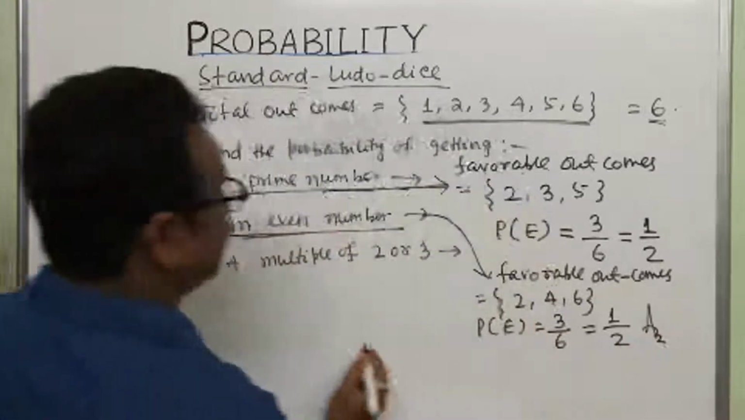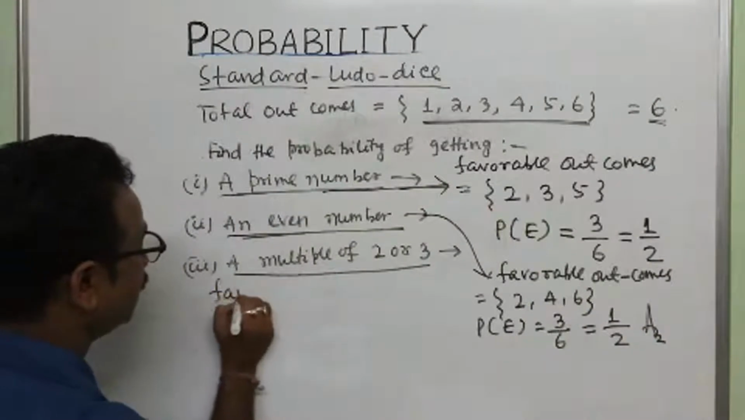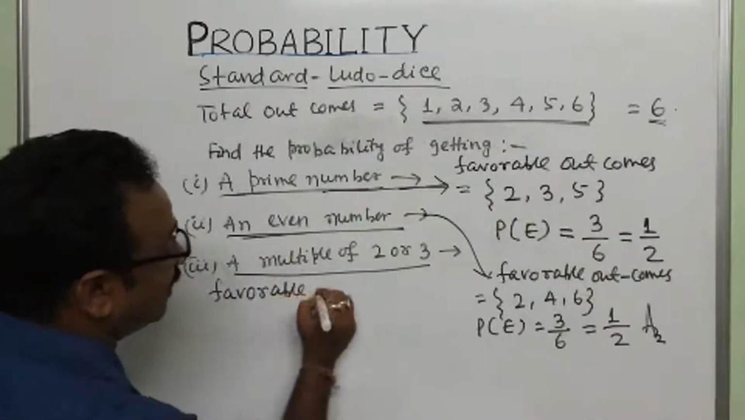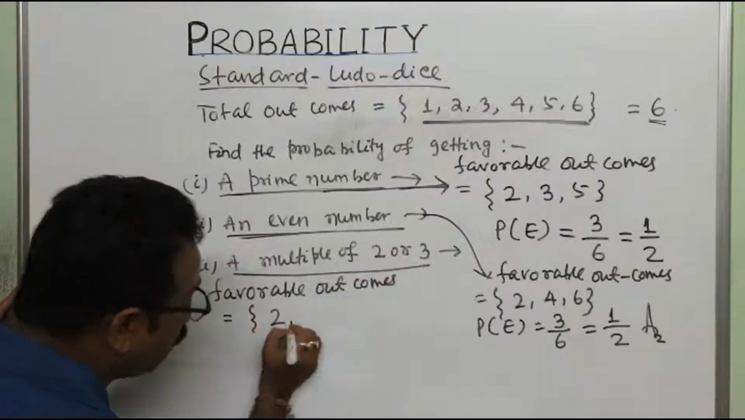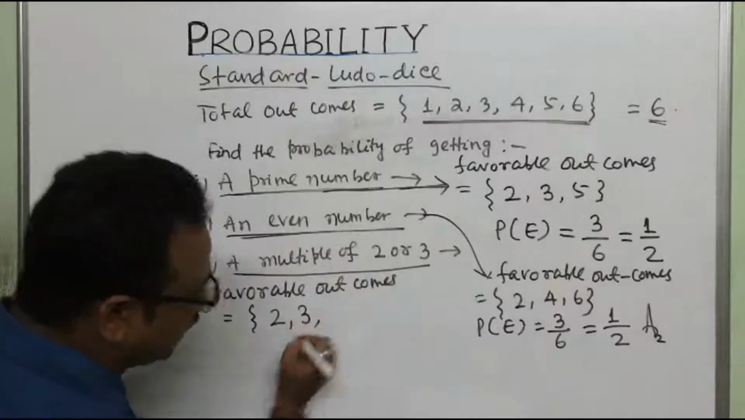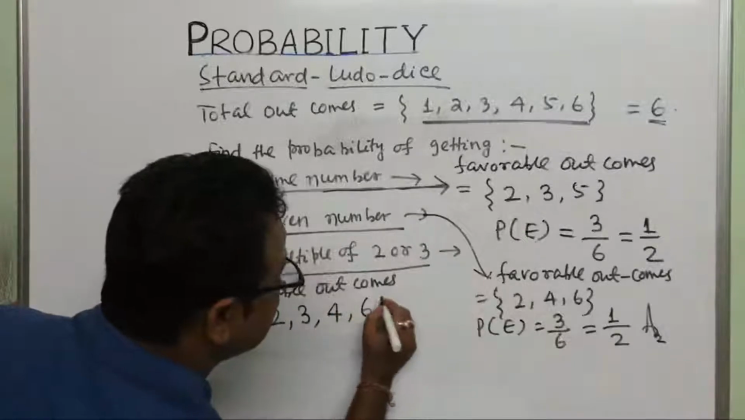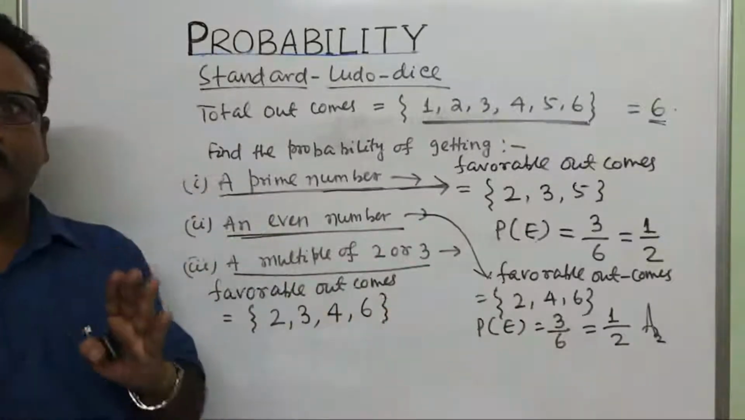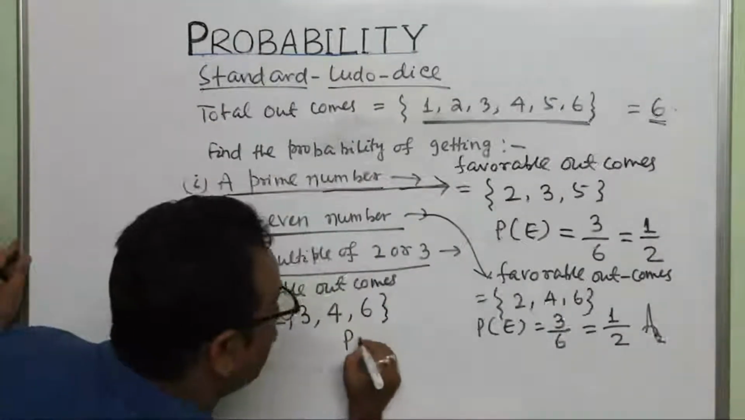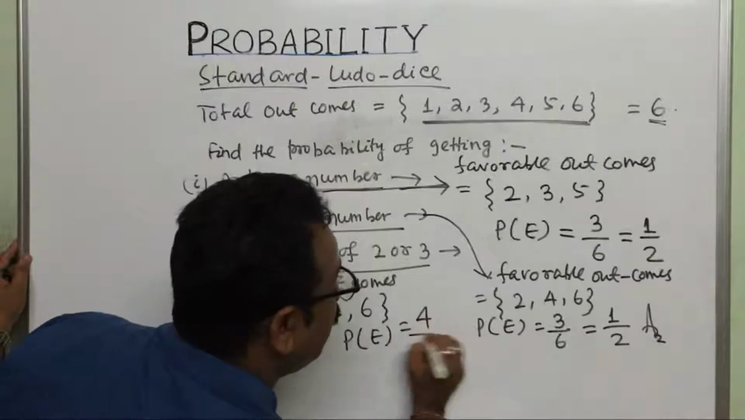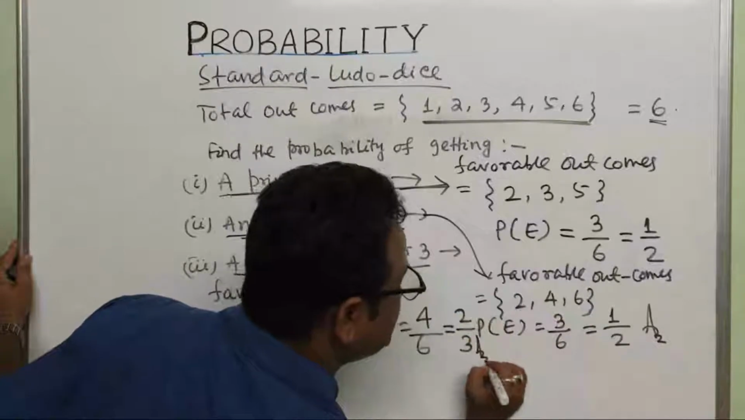Answer. Now, the last one. A multiple of 2 or 3, favorable outcomes is equal to: 2 is a multiple, 3, then 4, which is 2 twos, then 6, which is 2 threes. Double I will not write, one time I will write. So 2, 3, 4, 6. Now the probability of the event is equal to 4 by 6, which is equal to 2 by 3. So this is the answer.